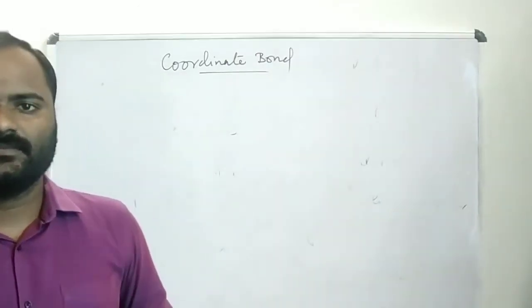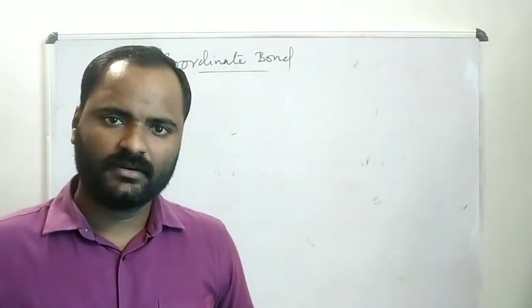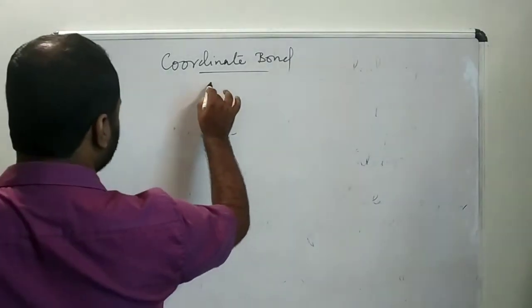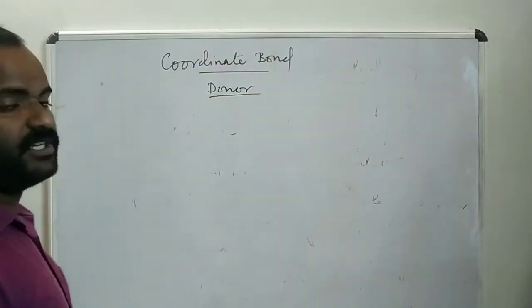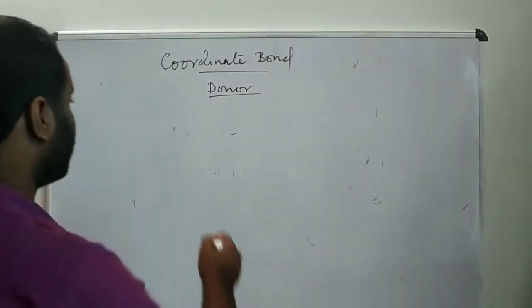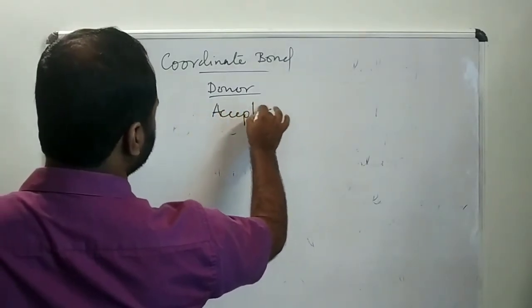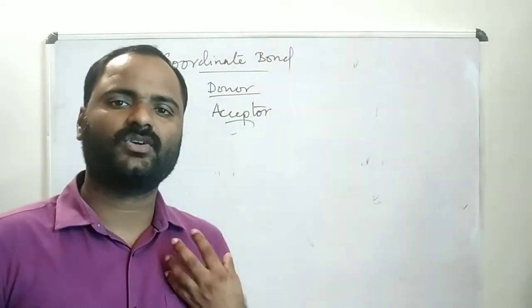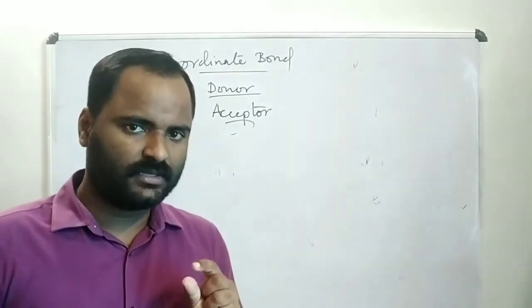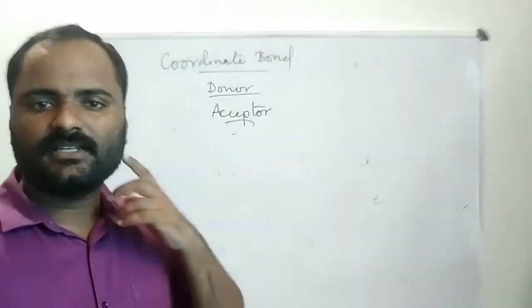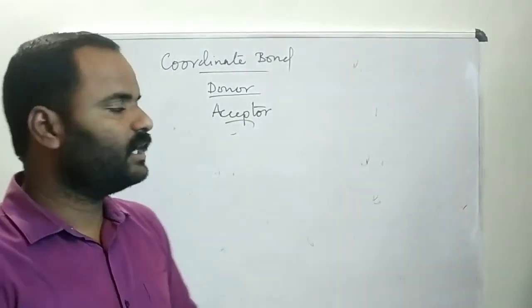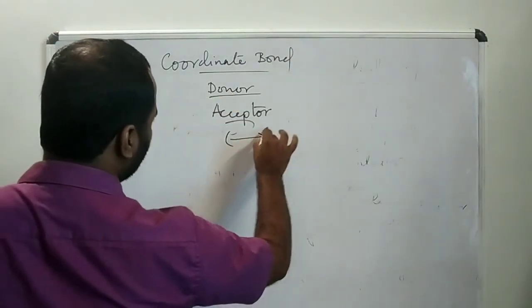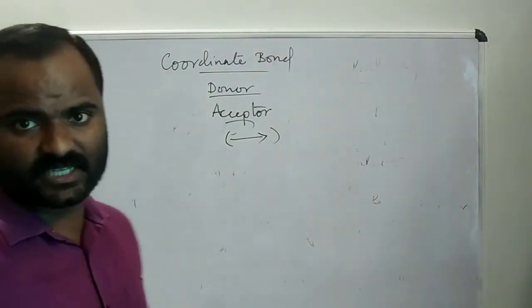The atom which contributes the electron for bond formation is known as the donor, and the other atom is known as the acceptor. So we have a donor atom and an acceptor atom. This bond is denoted by an arrow mark, pointing from donor to acceptor. Clear?